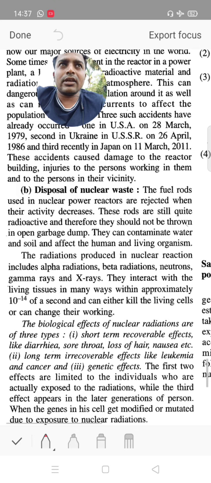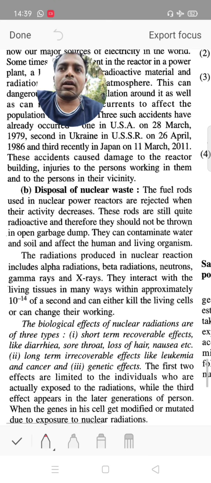It means the effect passes from parents to their offspring, because the genetic information, the DNA, is changed. This is known as a mutation. Mutation means the effect passes from one generation to another. It is a genetic disorder. It is the third biological effect of nuclear radiation, from parents to their offspring.